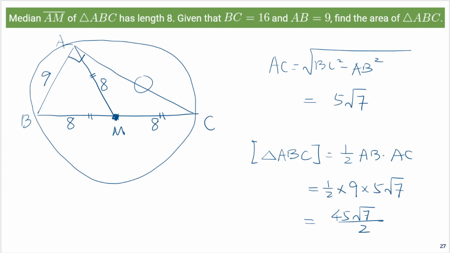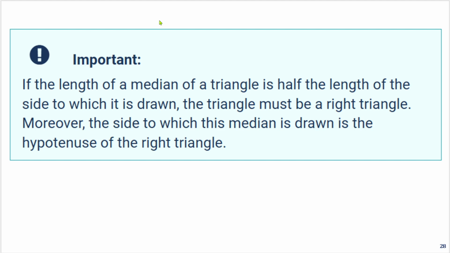And this actually tells us one important property. If the length of a median of a triangle is half the length of the side to which it's drawn, the triangle must be a right triangle, right? Moreover, the side to which this median is drawn is the hypotenuse of the right triangle. Did you get it? Any questions?